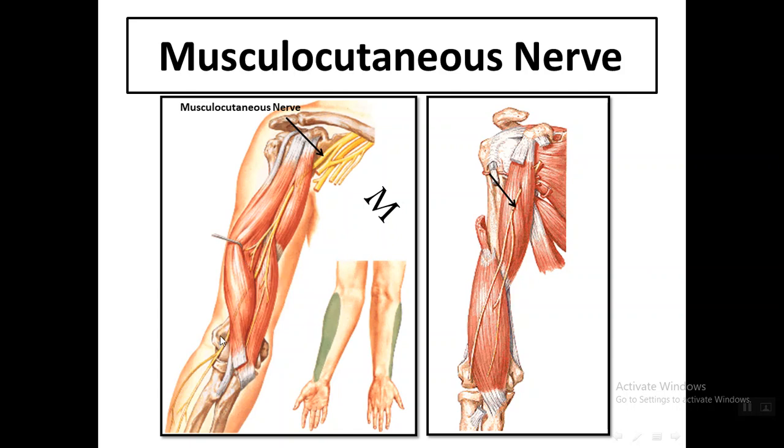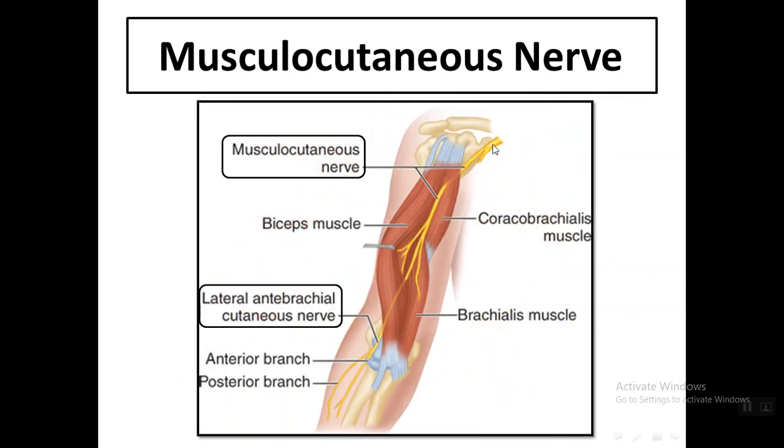Then at the lower border, laterally to the biceps, it will become the lateral cutaneous nerve of the forearm. So it is musculocutaneous because it supplies muscle, and then it becomes cutaneous to the lateral aspect of the forearm. Here we can see how the musculocutaneous nerve passes through coracobrachialis, then supplies biceps and brachialis, and then becomes the lateral cutaneous nerve of the forearm, or the lateral antebrachial cutaneous nerve.